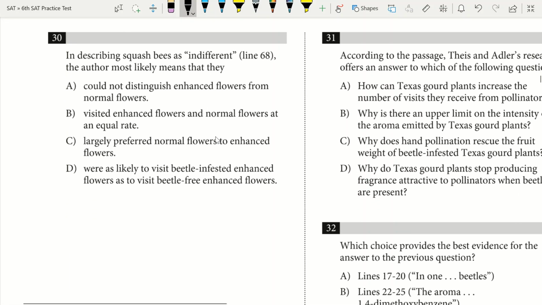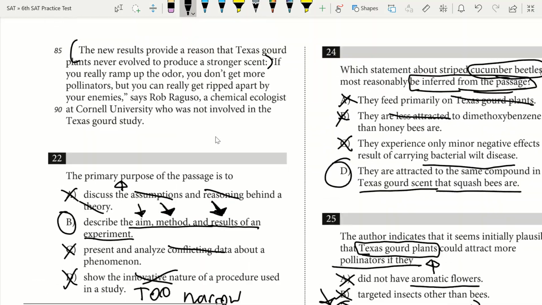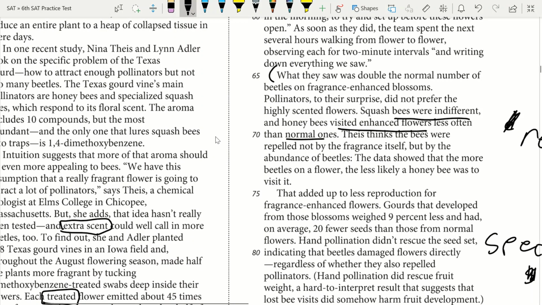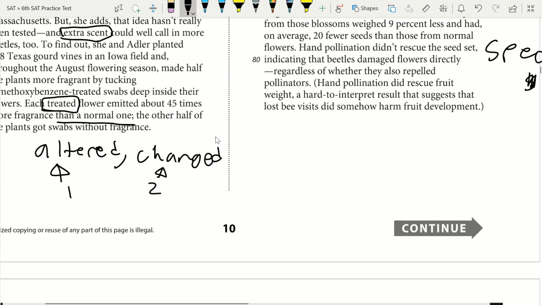30, in describing squash bees as indifferent, line 68, the author most likely means what? Well, let's go to line 68, and figure out our own answer first so we're not stuck between two. Okay, so what they saw was double the number of beetles on fragrance-enhanced blossoms. Pollinators did not prefer the highly scented flowers. Squash bees were indifferent. Honeybees visited enhanced flowers less often than normal ones. So the squash bees being indifferent is contrasted by the honeybees preferring one over the other. So squash bees being indifferent would mean they don't prefer one over the other. Okay, so they're not preferring one over the other.